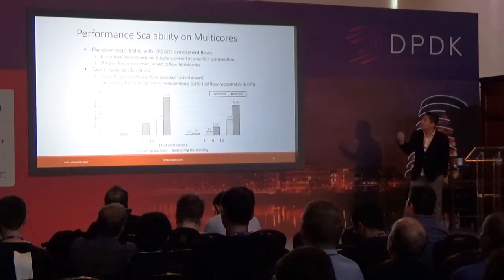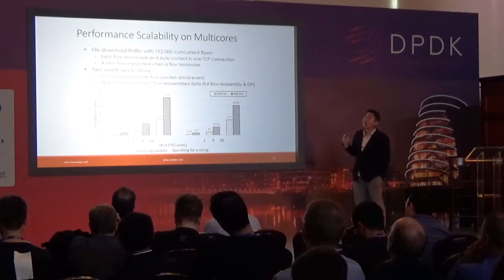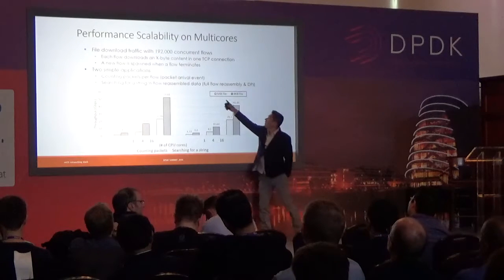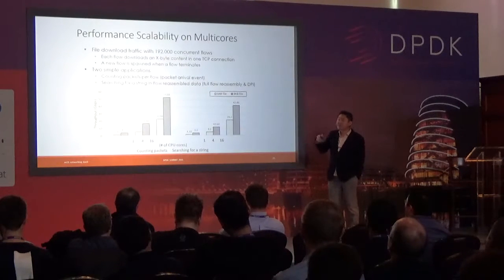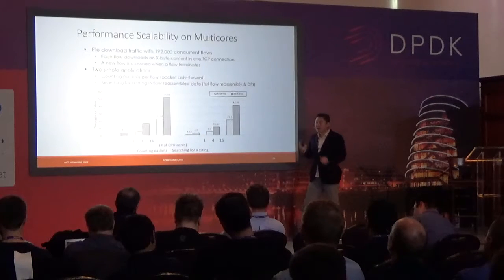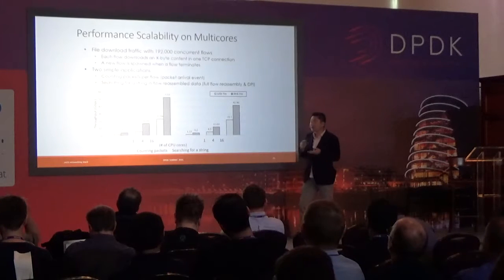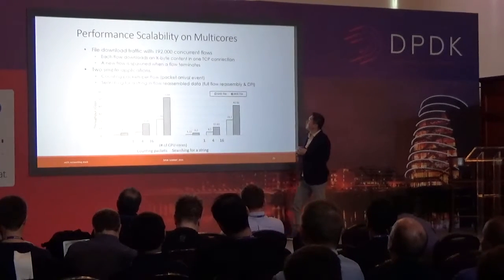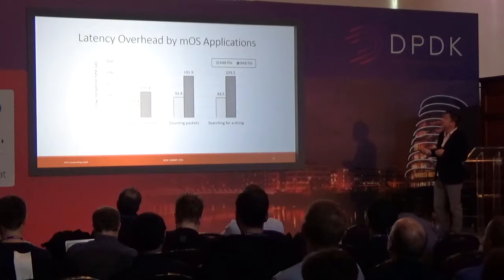Some evaluation here; I'll skip this setup. So does it actually scale performance on multi-cores? The background traffic is HTTP file download, and 192,000 concurrent flows are running. Each download fetches either a small file or a large file, 64 bytes and 8K. There are two simple applications. One just counts the number of packets per flow, and the other searches for some string in flow reassembled data. As you can see, as we increase the CPU cores, the performance increases linearly. And even for full DPI, it can do 42 gigabits per second on the demo machine.